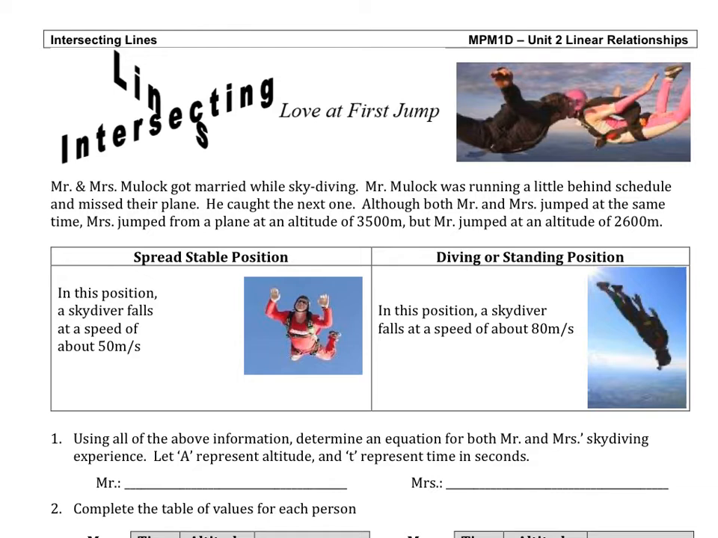Although both Mr. and Mrs. Mulock jumped at the same time, Mrs. Mulock jumped from a plane at an altitude of 3,500 meters, but Mr. Mulock jumped at an altitude of 2,600 meters.